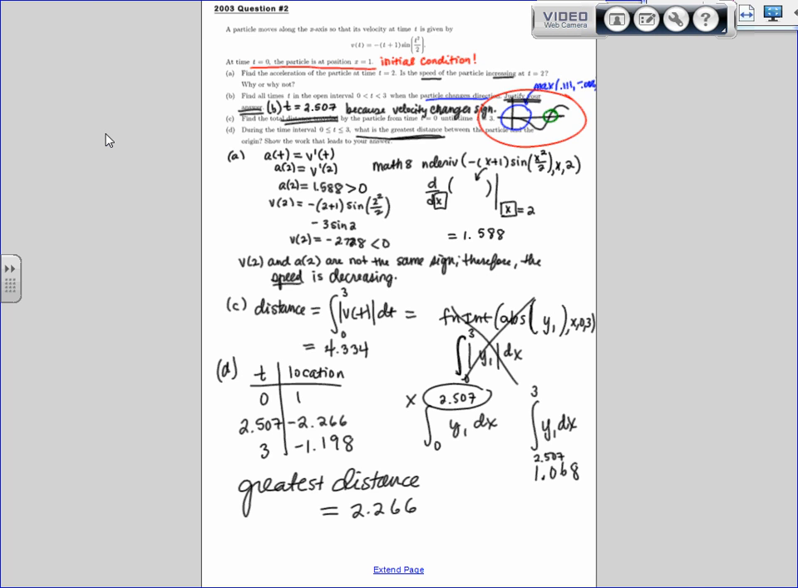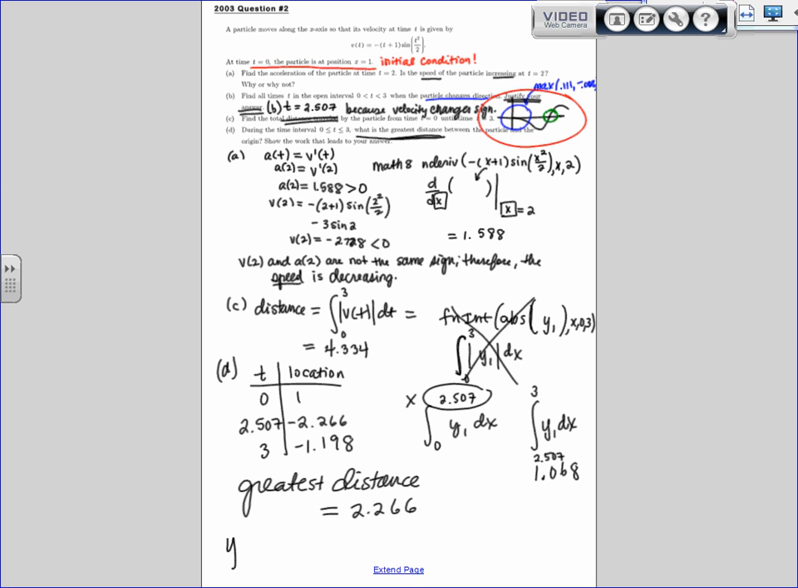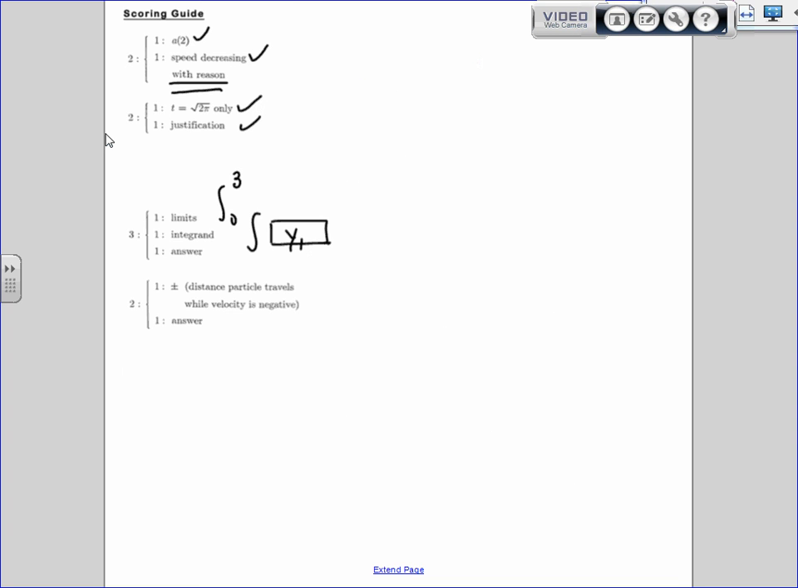When it says limits, what it's talking about is the limits of integration. So for part C, they gave you a point for having the 0 to 3, limits of integration. They gave you a point for having the integrand. Integrand is the part right here, which was our y1. So you got that point for just writing y1. I guess I should say we should define y1 somewhere. I should have said y1 is equal to v of t if I start referring to y1. And then you get 1 point for your answer.